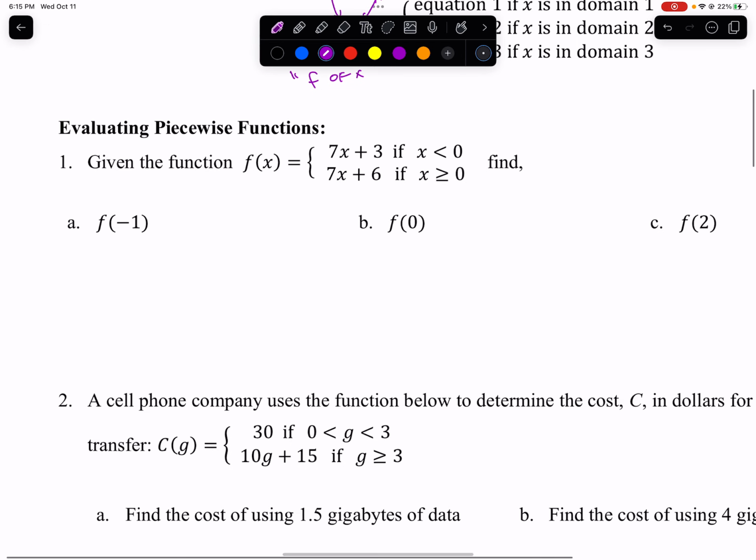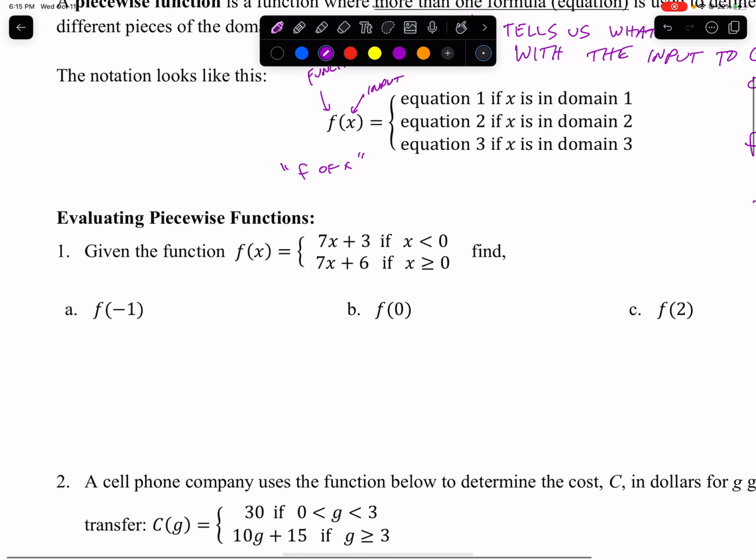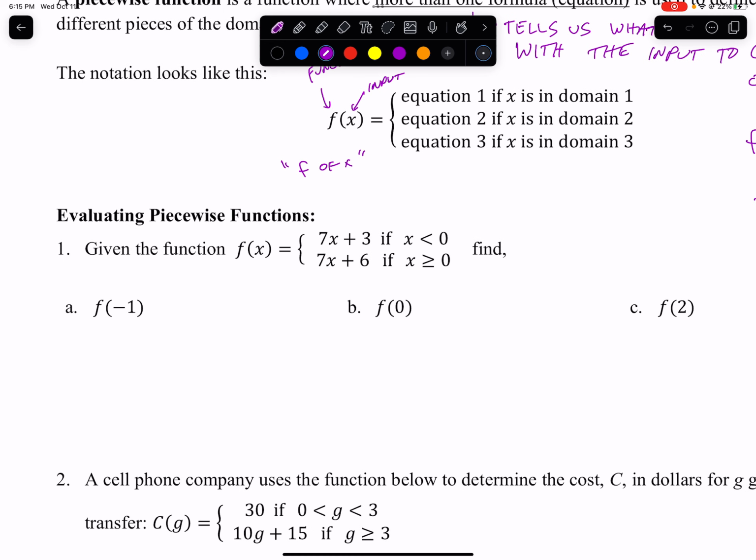Evaluating piecewise functions. So evaluating just means if I gave you an x value, could you plug it into the function and get the y value? So it's just like before, if I told you f of x is 7x plus 3, you would just substitute in -1 for x. Well, that's what we're doing here, except now you have two choices, right? So I'm going to highlight these in color. You have a choice of this guy you could plug it into, or that guy you can plug it into.